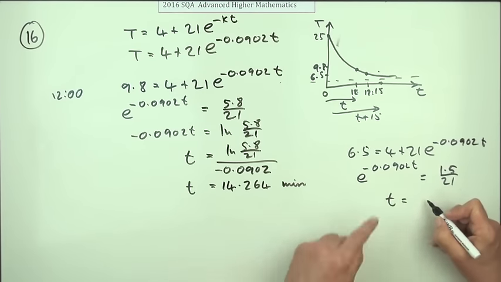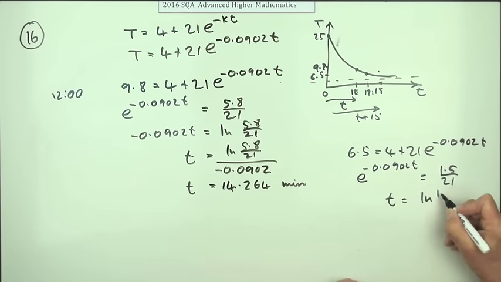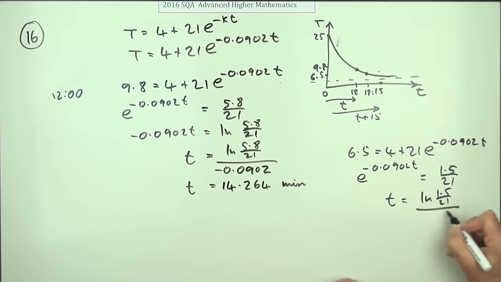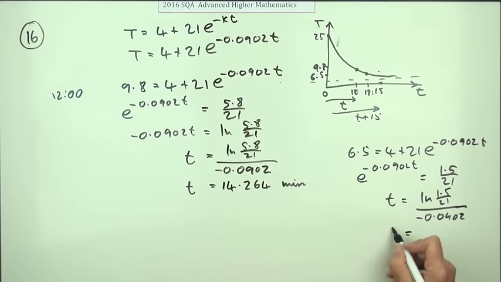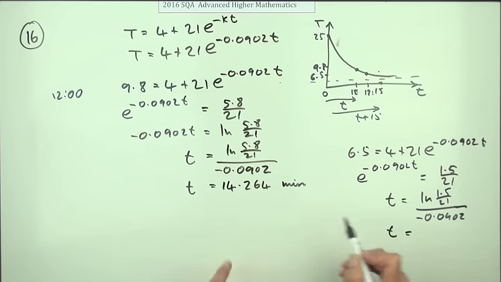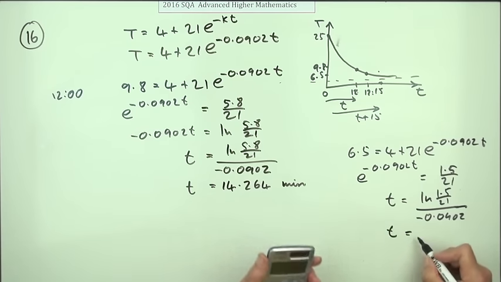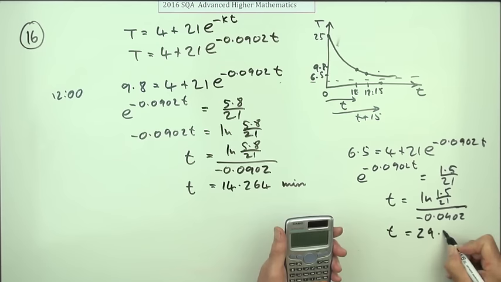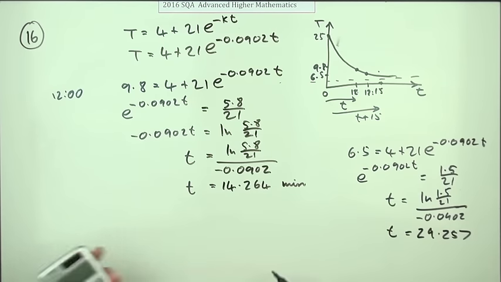So inverse and then divide. So ln of 1.5 over 21 divided by negative 0.0902 hopefully will come to 15 minutes after this. Oh no! Ha ha. 29.257 and so on. Of course, you've got these approximation errors here, but that is 15 minutes later. So we know that's right.